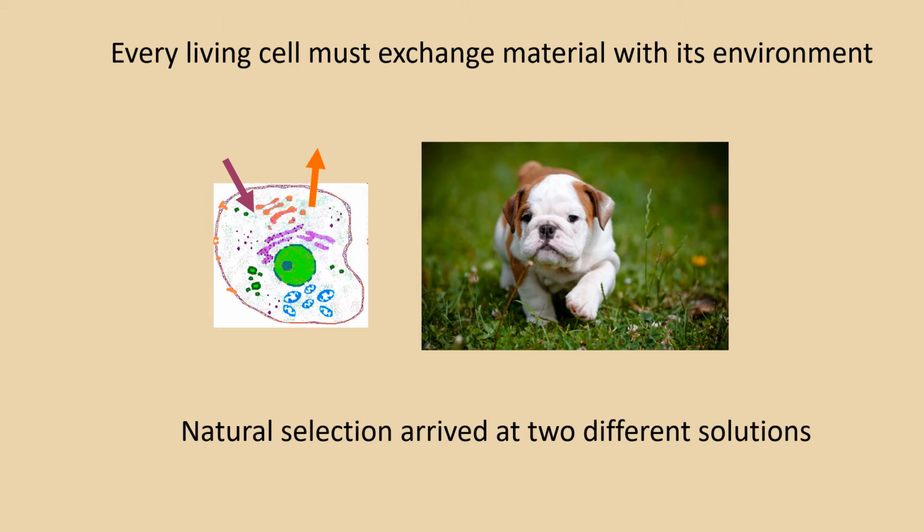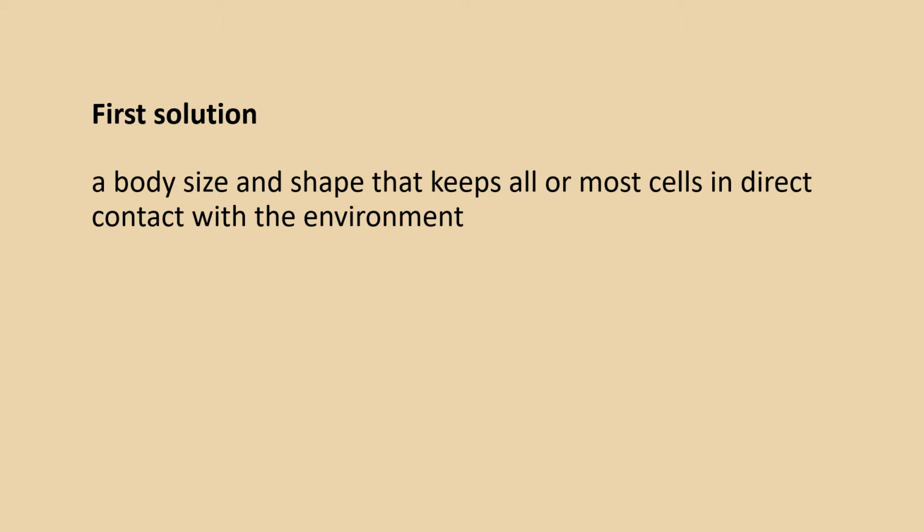So every living thing must exchange material with its environment, and natural selection arrived at 2 different solutions to the problem. So shown here, we have just a single cell, a unicellular eukaryote, and that cute little puppy is much more like you. It's a multicellular creature. Right.